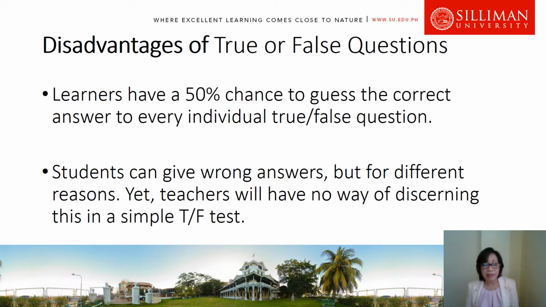Another one, learners have a 50% chance to guess the correct answer to every individual true or false question. So indeed, it's like a guessing game. And students can give wrong answers, but for different reasons. Yet, teachers will have no way of discerning this in a simple T or F test.